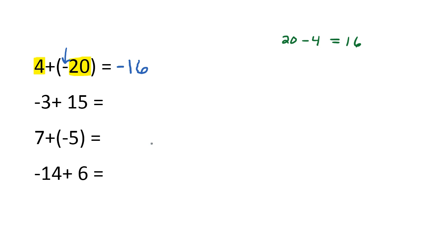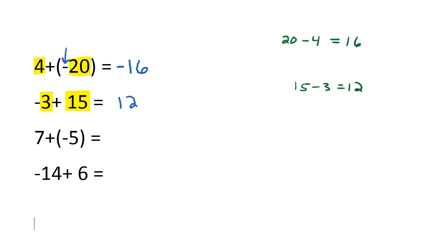The next problem, I've got a negative 3 and a positive 15. So we take a look at their absolute values. I've got a 3 and a 15. So I subtract those, and I take 15 minus 3, and I know that's 12. So I write 12 down for my answer. Then I compare the values of 3 and 15. Since 15 is larger and it's positive, my answer will also be positive.